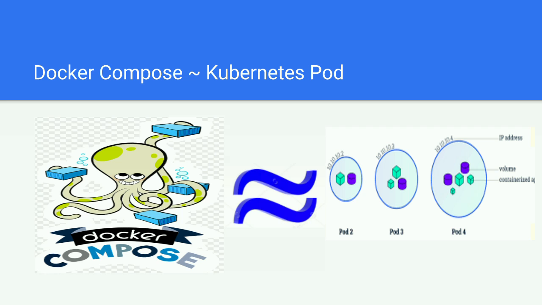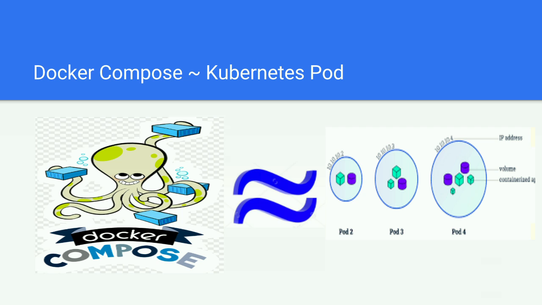If you look at Docker Compose and the Kubernetes part, when you deploy, Kubernetes creates each container in the pods. So they are actually similar, allowing you to run multiple containers. That's their similarity. Docker Compose allows you to run multiple containers, and the Kubernetes pod allows you to run multiple containers.